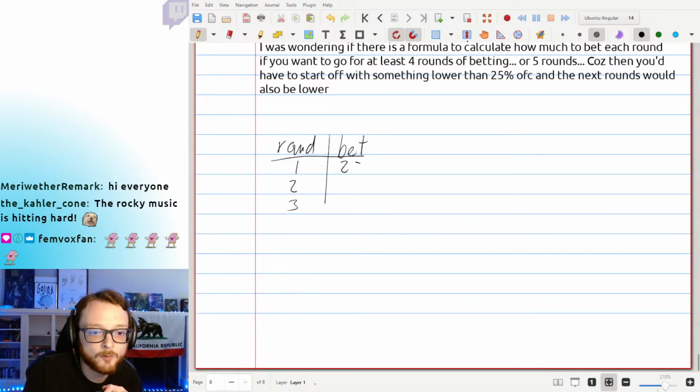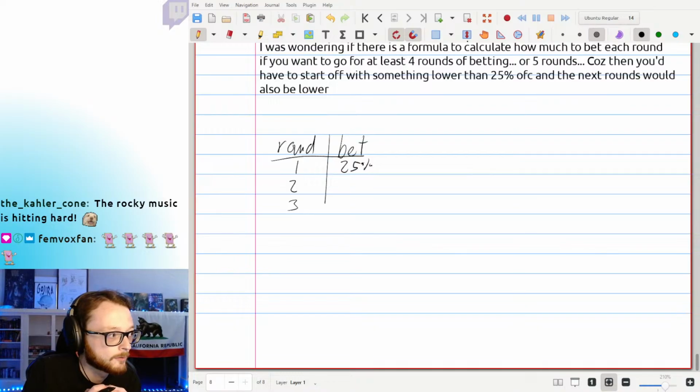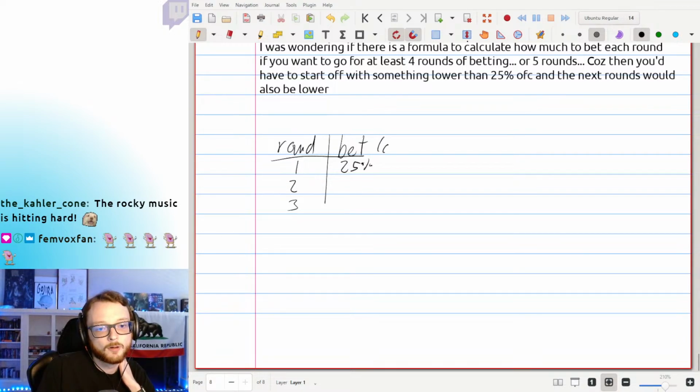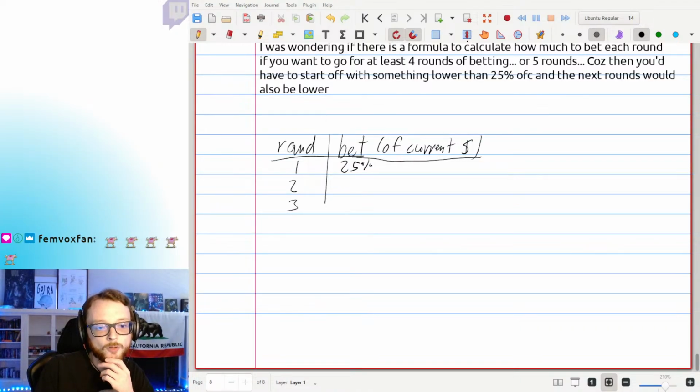So if you bet 25% of your money and you lose, you now have 75% of your money remaining. If you want to get back to 100%, you now have 75% of your original amount. So you would need to bet 33% of the amount you currently have if you want to get back to your original amount of points.